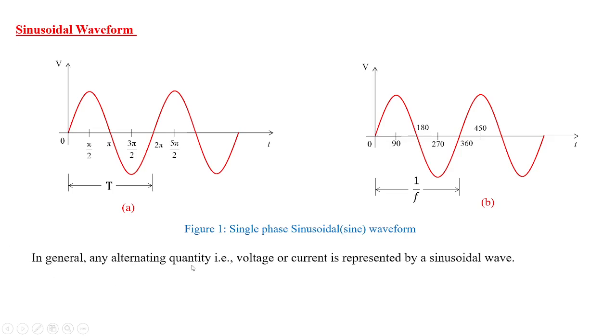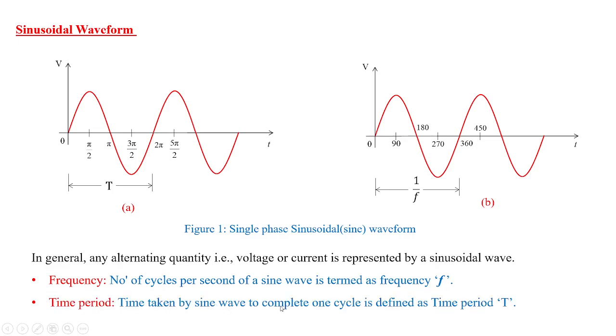In general, any alternating quantity, whether it is in the form of voltage or current, is represented by a sinusoidal waveform. The frequency is defined as the number of cycles per second, and it is denoted by F, whereas the time period is defined for a complete cycle, that is you have a positive waveform and a negative waveform, and it starts from 0 and ends at 2 pi, so this becomes one cycle. And this particular waveform, whether in A or B, is 2 cycles.